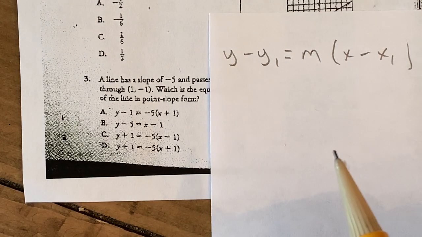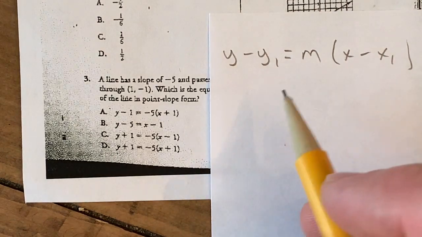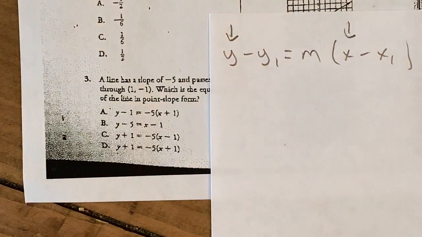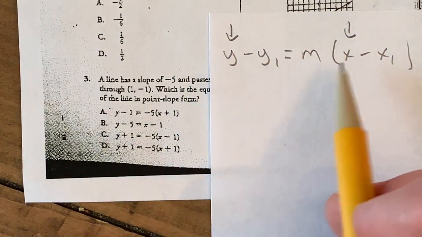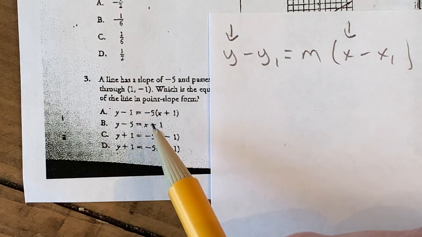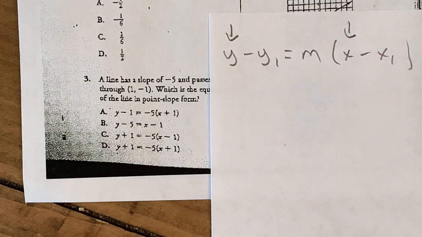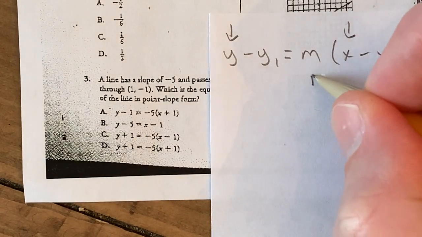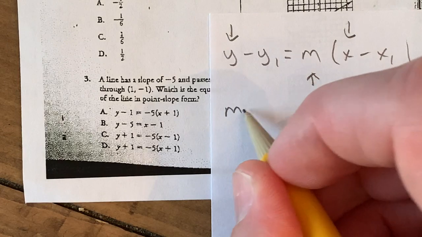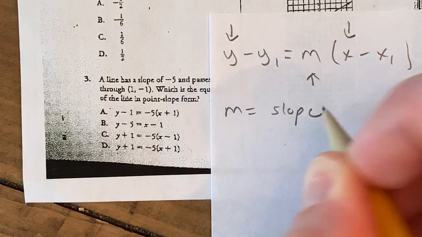So remember, every equation that we graph, you have to have just a plain old y and a plain old x. Okay, so those are just going to stay here. And notice, look at all your answers. Every single answer has a plain y, and it has a plain x. So now, m is still the same thing it has been. M still represents your slope.